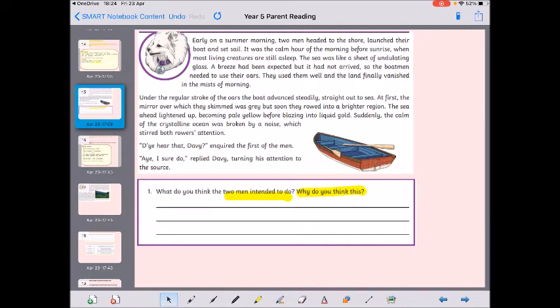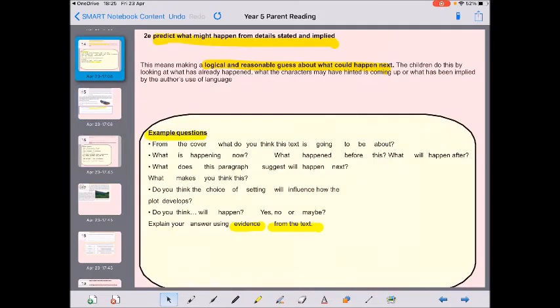So they may say that the men intended to do some fishing, because that is what people do when they head out on a boat, and they headed out on an early summer morning, so they may be able to catch lots of fish at that time if other people aren't out on their boat. That is a sensible prediction, and it's a reasonable guess.